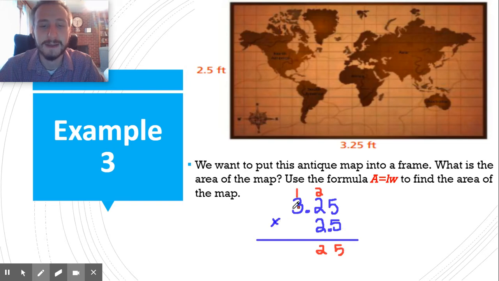What's 5 times 3? 15. Plus 1 is 16. So since there's nowhere I can put that 1 over here, you just place it right here. There's my 16. So we're finished with this 5.